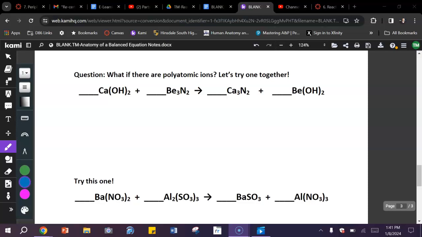Hello again, chemistry students. So here's the thing. Sometimes balancing equations isn't as straightforward as the ones that we just did. So let's take a look at this question. What if there are polyatomic ions that are included in the compounds of the chemical equation?